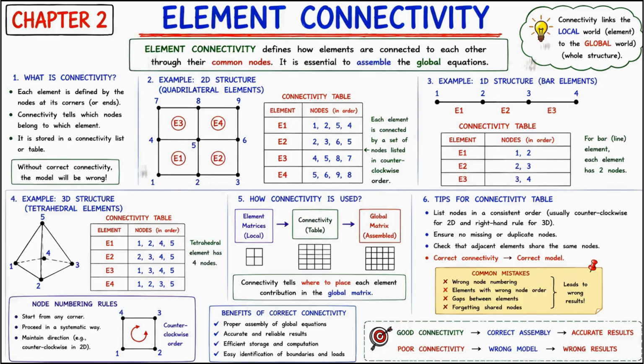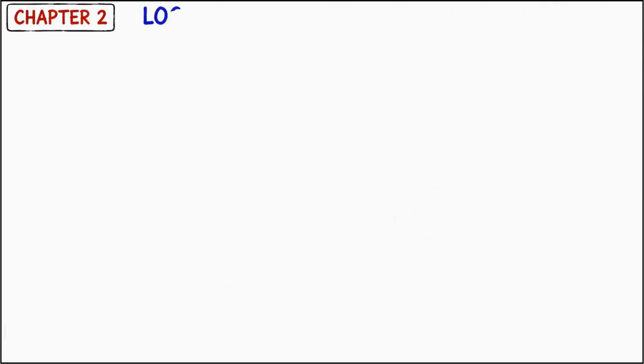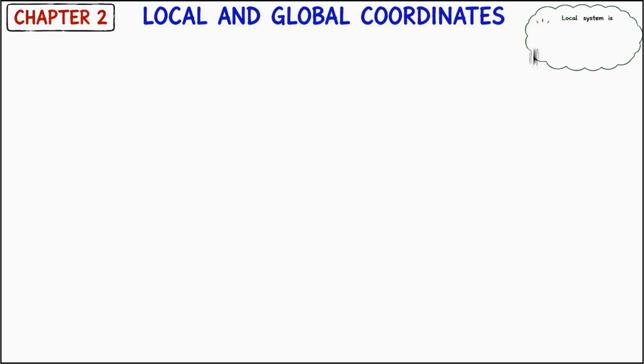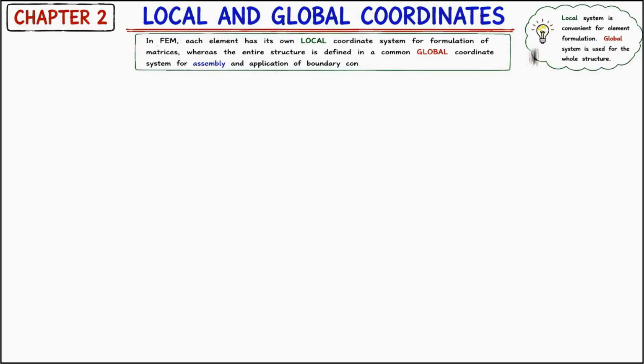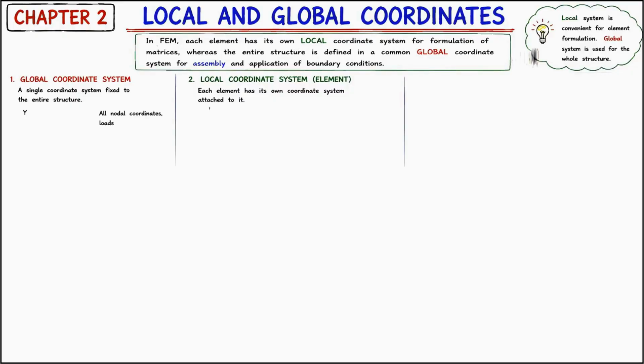Now that we know how elements are connected, one more question remains. How does the computer describe the orientation of each individual element? For that, we use coordinate systems. In finite element analysis, every element has its own local coordinate system, while the complete structure is described using a global coordinate system. Let's understand the difference.